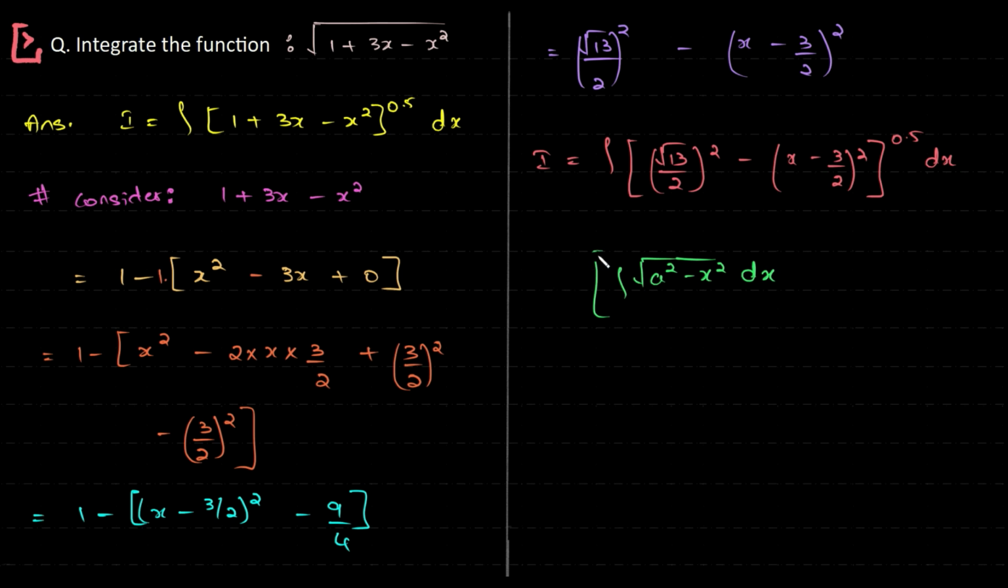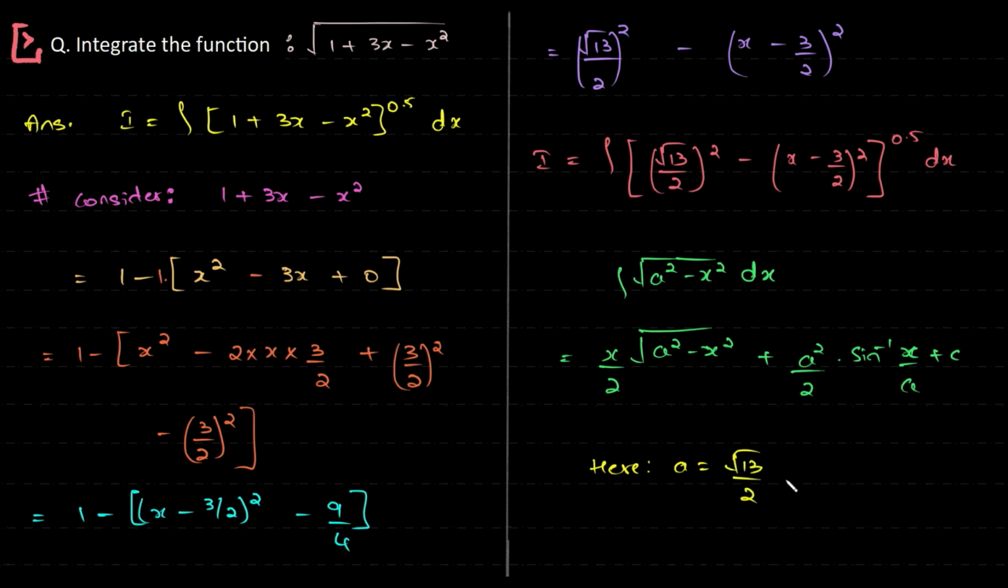Sorry, the formula. We're writing the formula. So this is equal to, everywhere it's the same format, x/2 times whatever the expression is. You just have to copy that. Along with that, a²/2 times sine inverse of x/a. So here we'll have a plus and then a constant. And here our a turns out to be √13/2 and x turns out to be x - 3/2. So this is our entire formula and substitution.